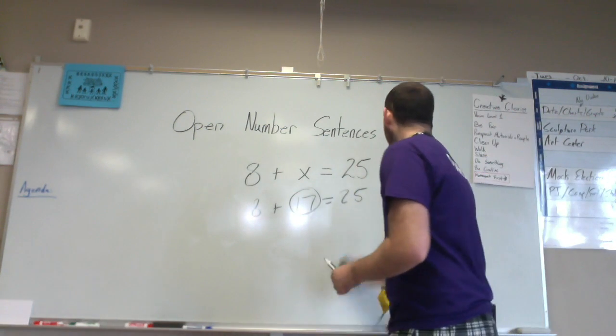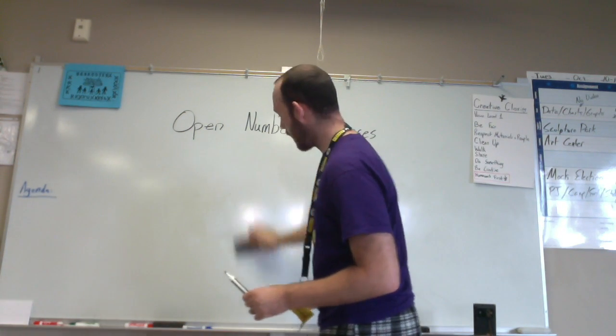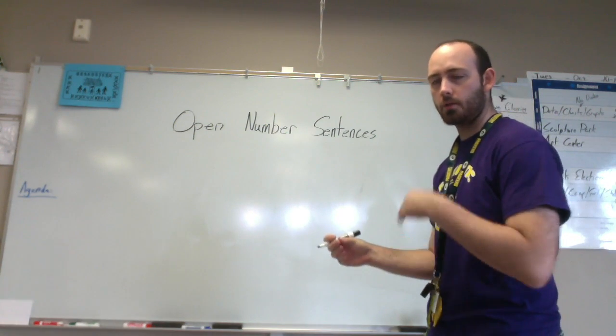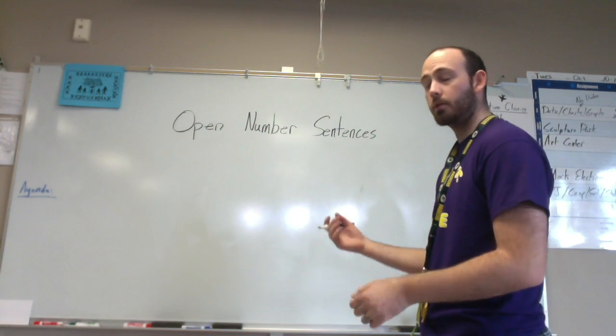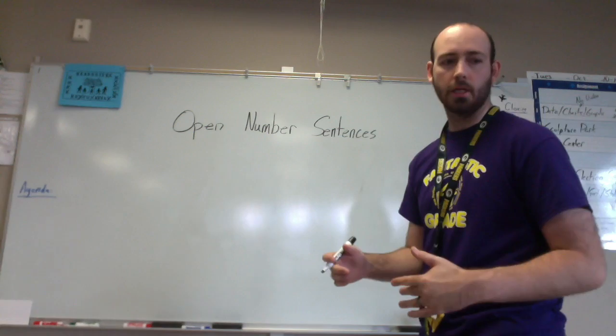Okay. Now, there's many different kinds of open number sentences. You'll see addition, subtraction, multiplication, and division. To undo addition, you use subtraction. To undo subtraction, you use addition. To undo multiplication, you use division. To undo division, you use multiplication. So we have two pairs of things there. So don't let that confuse you.